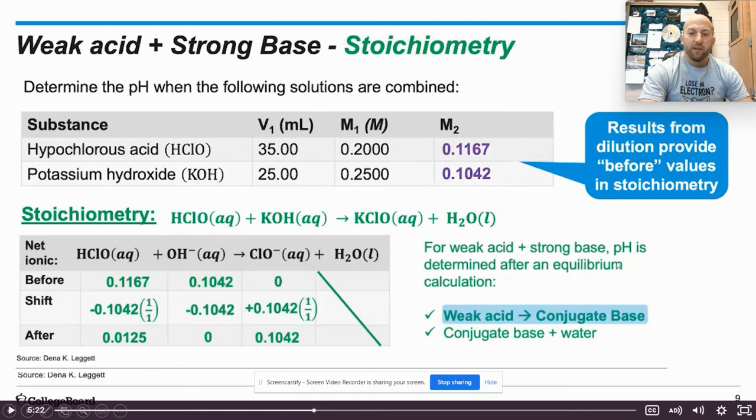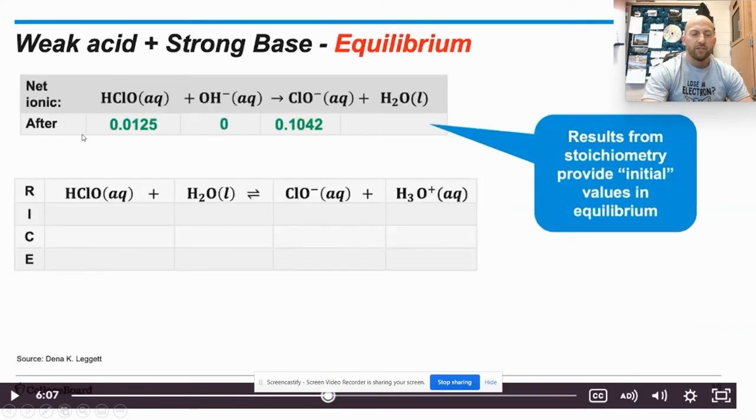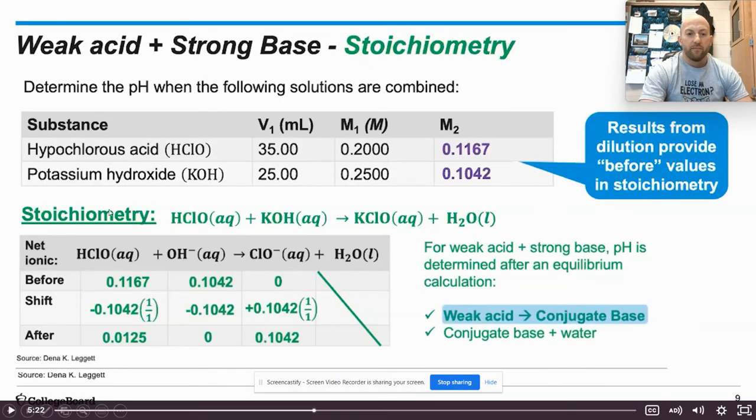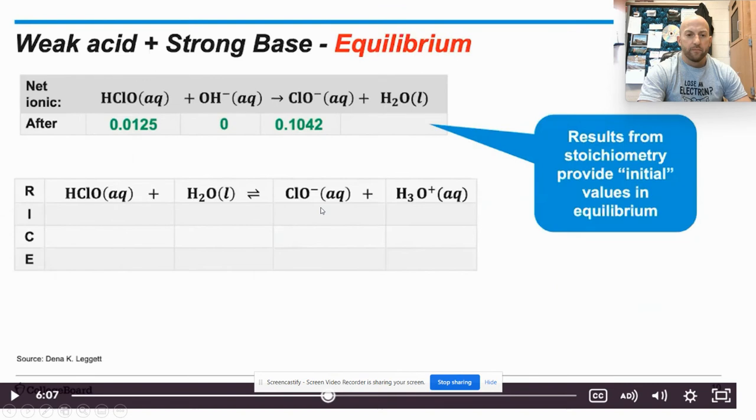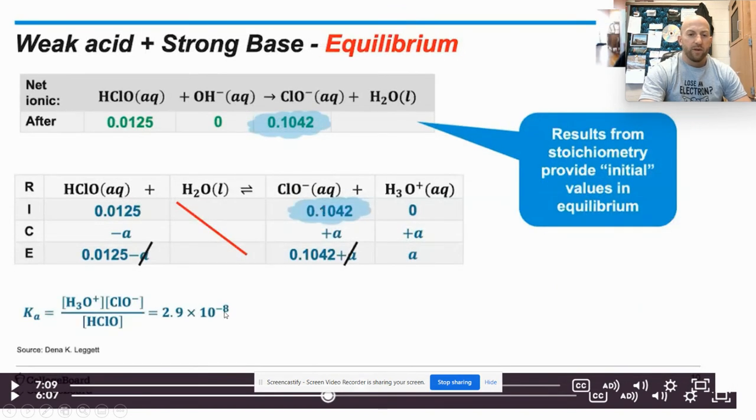For a weak acid and strong base, pH is determined after an equilibrium. So now we have to run this through an ice table. We found out what we had after that. We have this ion and this one. How is this different than the last one? Well, the first one was a strong acid, so it all shifted towards product, but we don't have all product on this one. We saw what was being offset, and we saw that this is still involved over here. Run your RICE table.